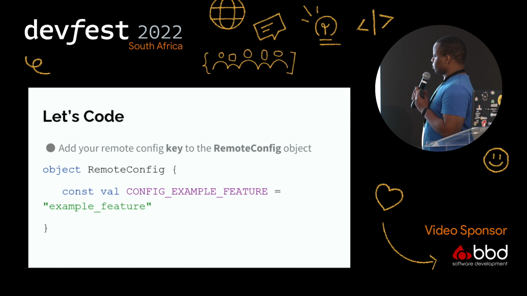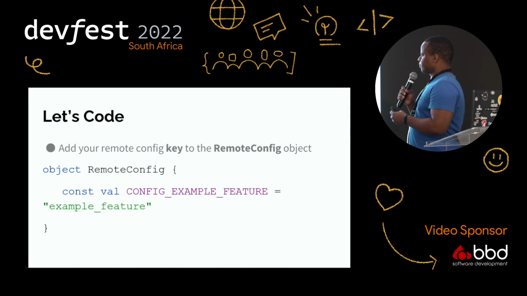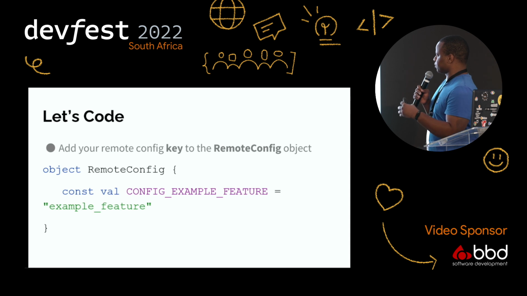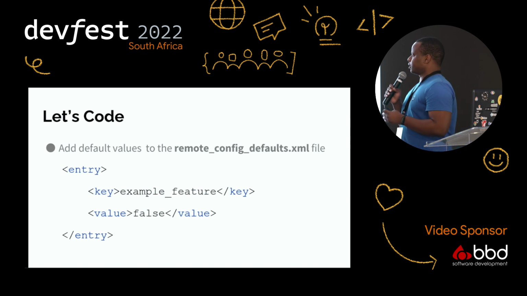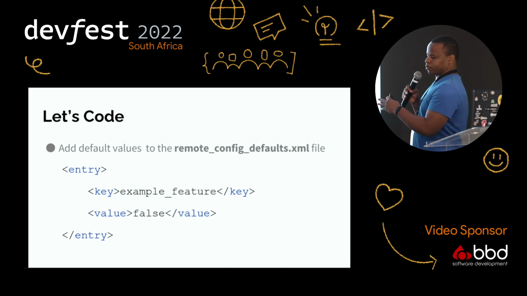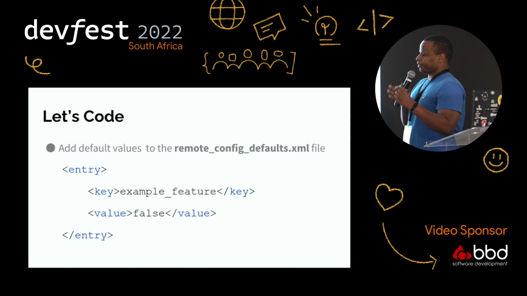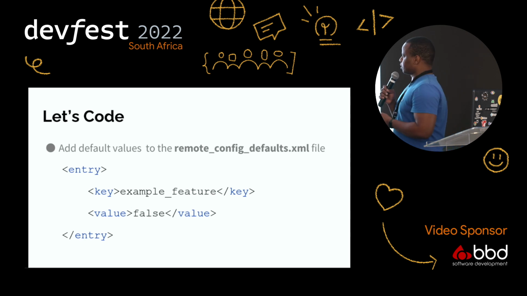You'd also have to put your parameter key somewhere in the code base. In this case, I've created an object called remote config, and I have my parameter key or parameter name there, which is what I'm going to use to index to get my values. Then, very important, you need to define your in-app defaults. This is useful if your app fails to download the remote config parameters for any reason, like a network call that failed. You'll then default to these values.